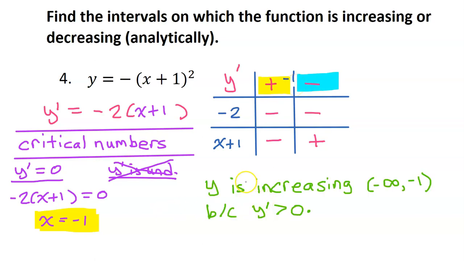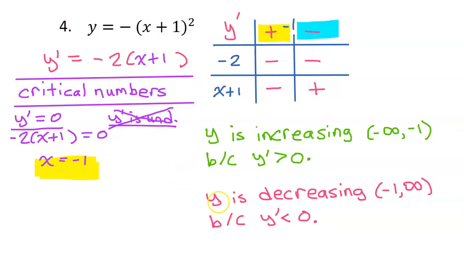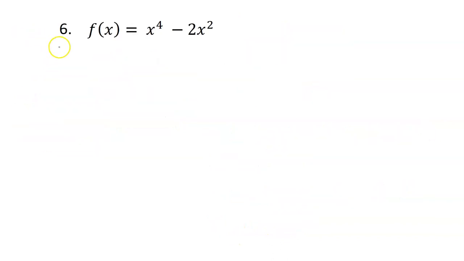So let's begin to summarize. We will say y is increasing on the open interval from negative infinity to negative 1. That's what the sign chart is telling us, from negative infinity to negative 1, because y prime is positive, or y prime is greater than 0. So notice how I am justifying my answer. That's a good habit to be in. Similarly, we say y is decreasing from negative 1 to infinity because y prime is negative. Go ahead and pause the video and try to do this one on your own.